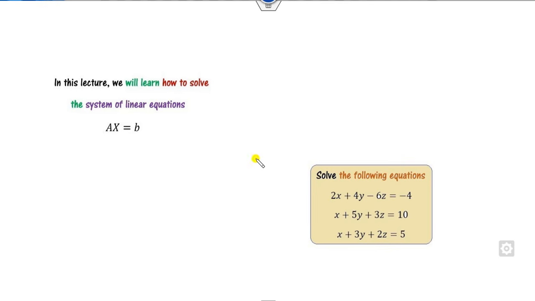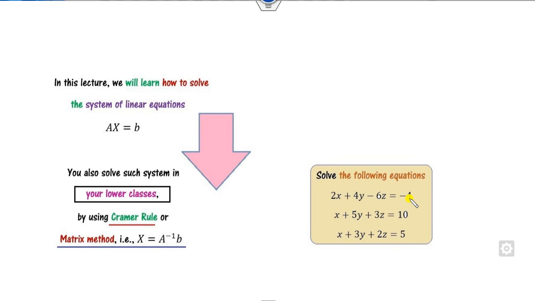So what is the objective of today's lecture? Our lecture is on how you can solve a system of linear equations like this. Once you see this example, you are very happy. Why? Because you know how to solve this system from your lower classes, either by using Cramer's rule or by using the matrix method, A inverse B. But remember, with this method there is a need to find A inverse. Because this size is 3 cross 3, this is my A.